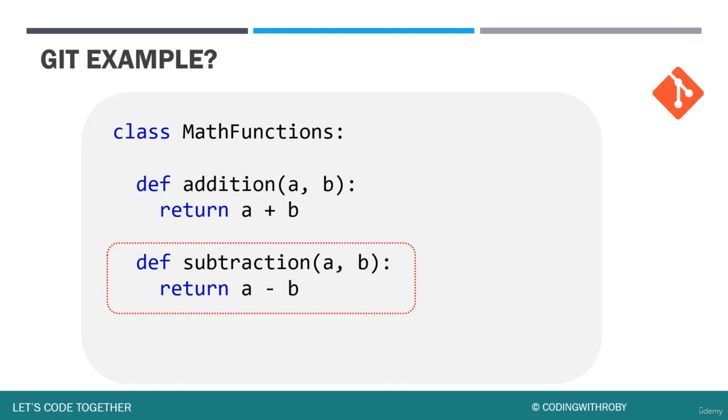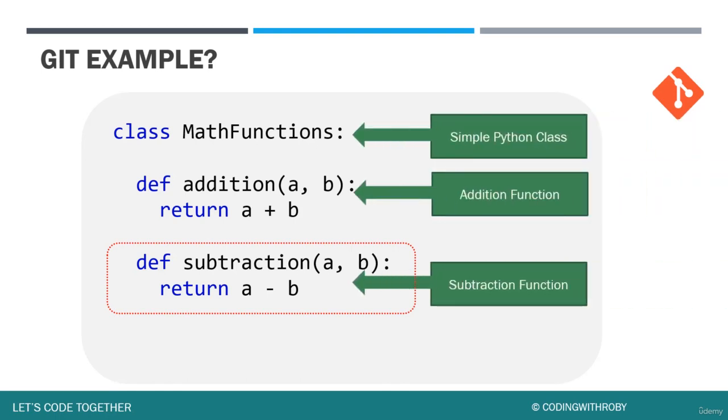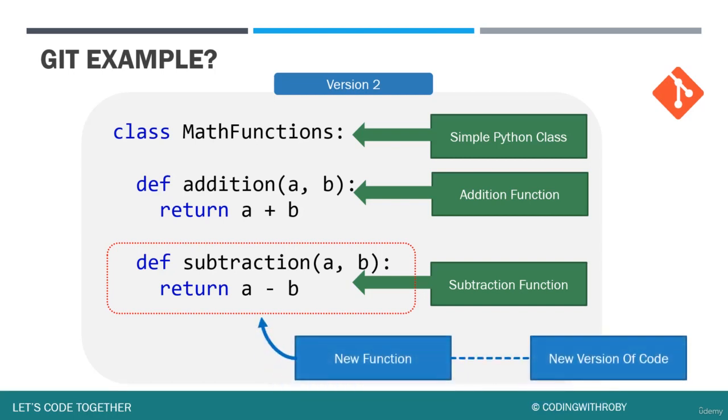So now we have our subtraction function and our addition in a simple Python class. However, since we added subtraction to this class, we are now on version 2 of this application. And that is because we added a new function, which is a newer version of the code from the original simple application.